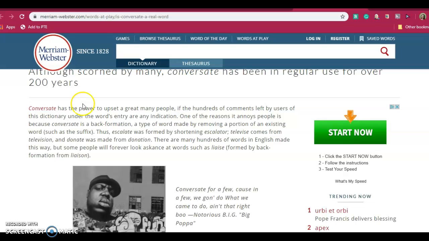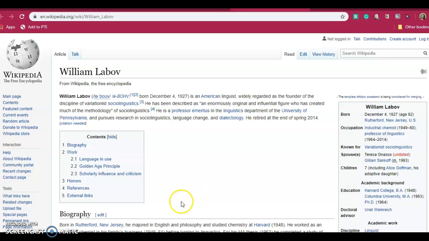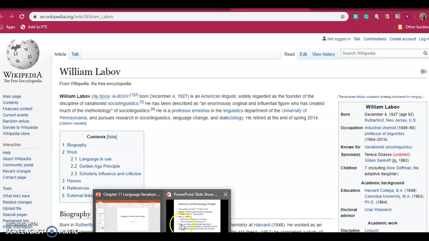So we know this as a back formation. It's a type of word made by removing a portion of an existing word, such as the suffix. So we can actually see that escalate was formed by shortening escalator. I didn't know that before. Televise comes from television, donate from donation. Even liaise, which is a pretty common back formation these days too, comes from liaison. So that's another way that we might observe language change in action.